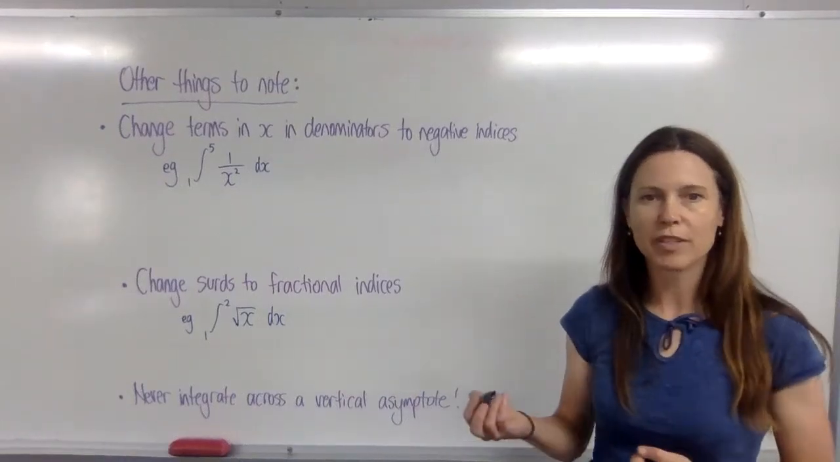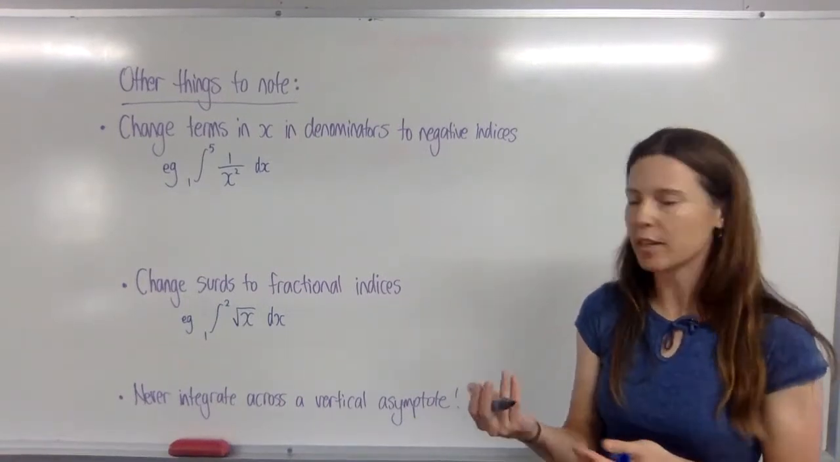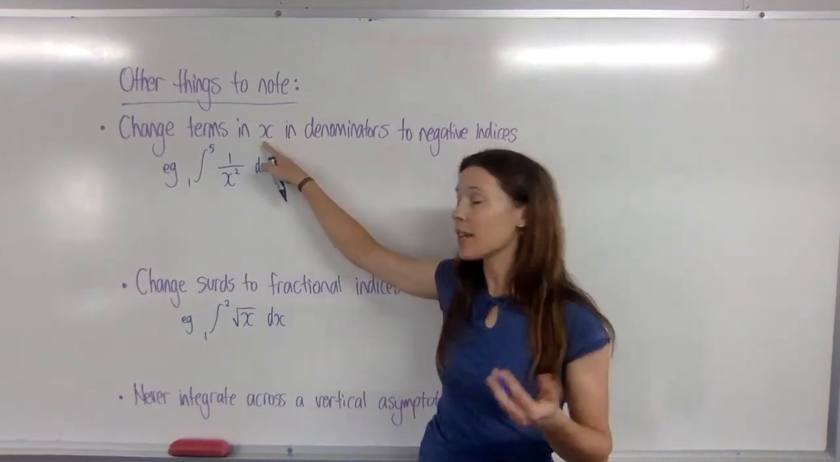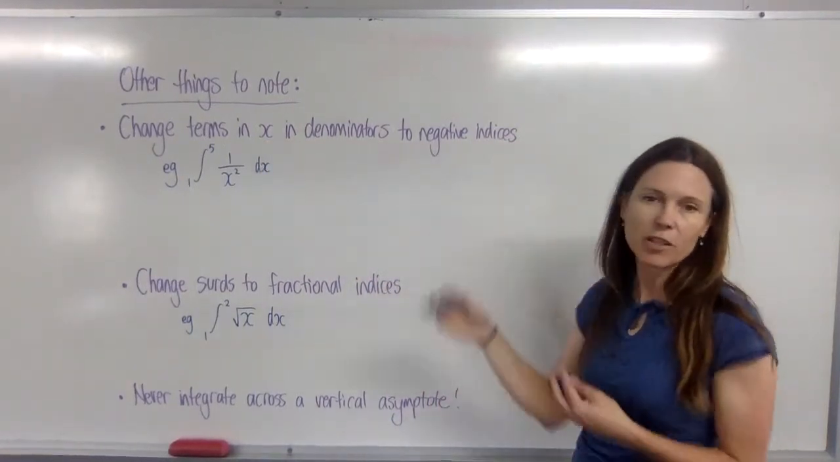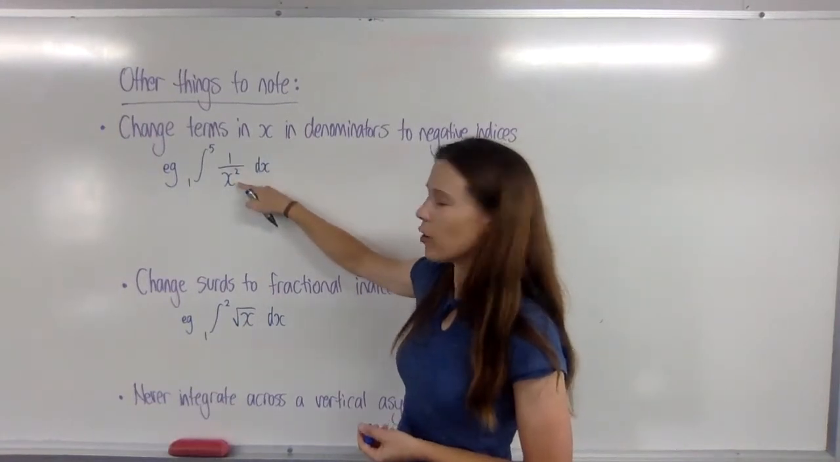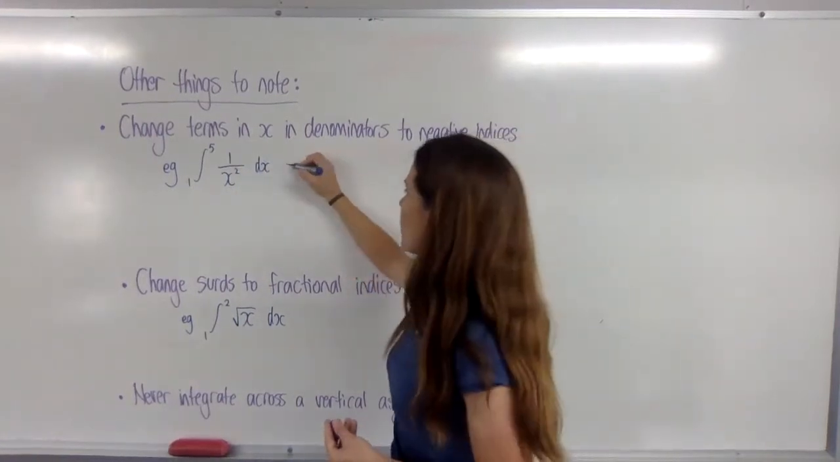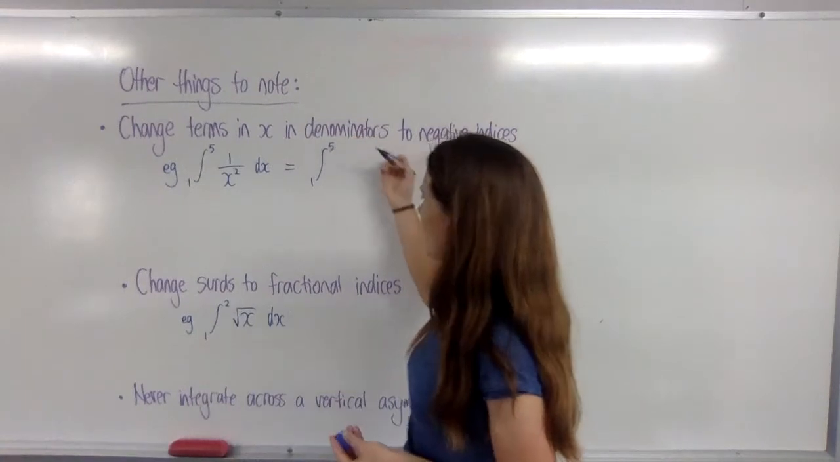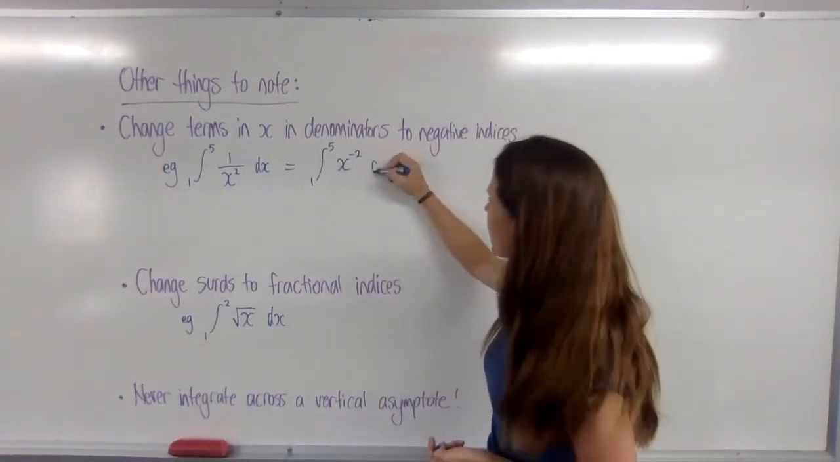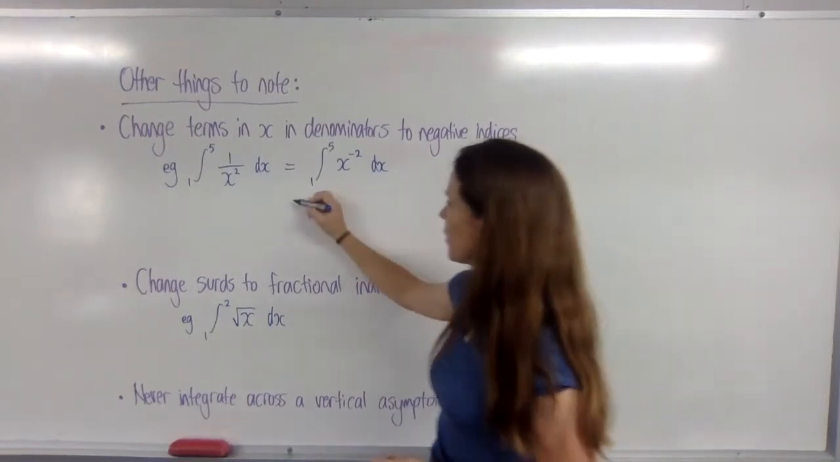And a couple more things to note. Just as when we're differentiating, we don't like to differentiate terms in x when they're in the denominator, we instead change them to negative indices. We need to do the same thing when we're integrating. So a question like this, where we've got 1 over x squared as our function, we want to start by rewriting the question to look a little bit easier like this. Now we can go ahead and complete all of our steps.